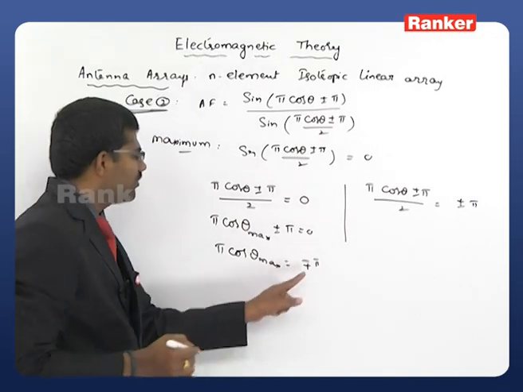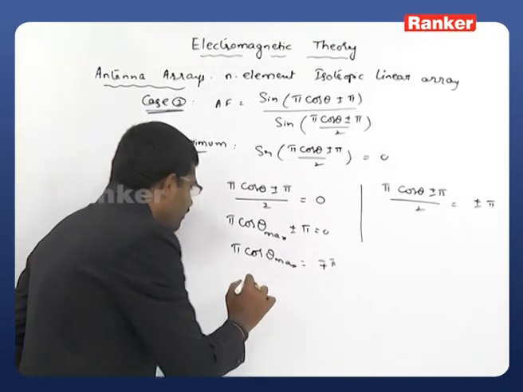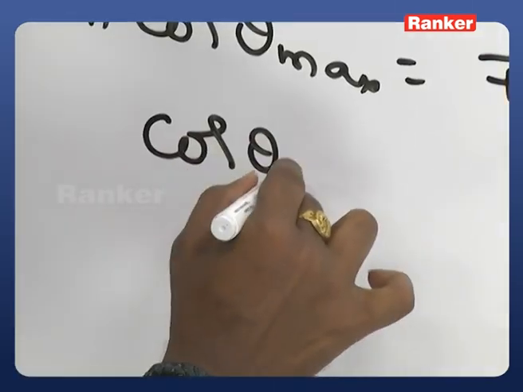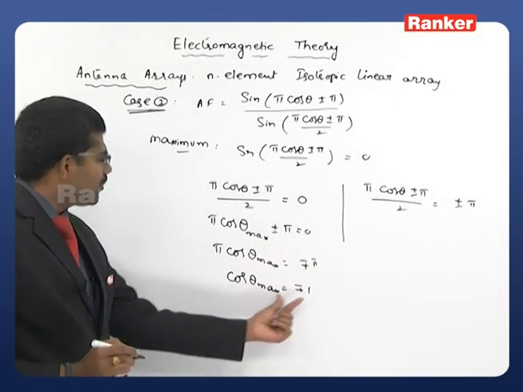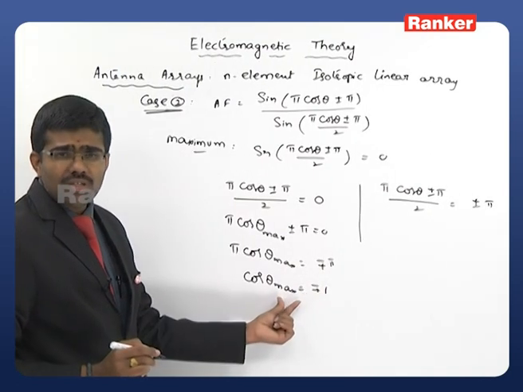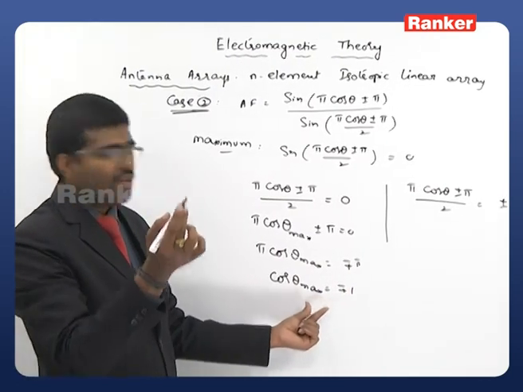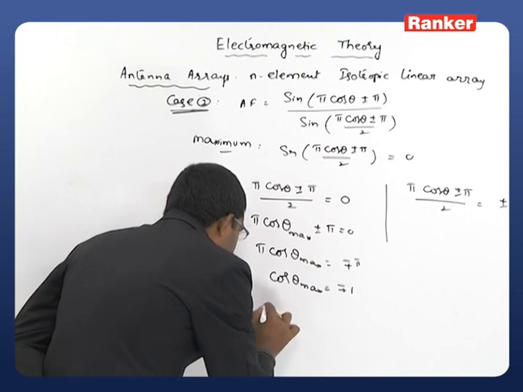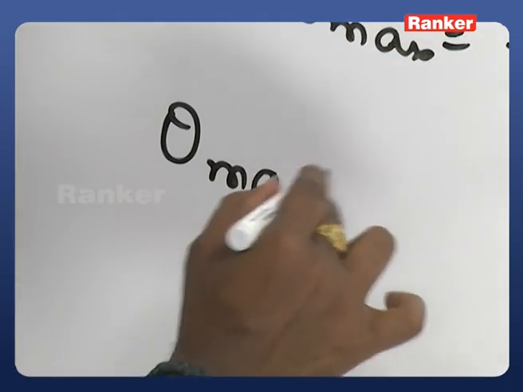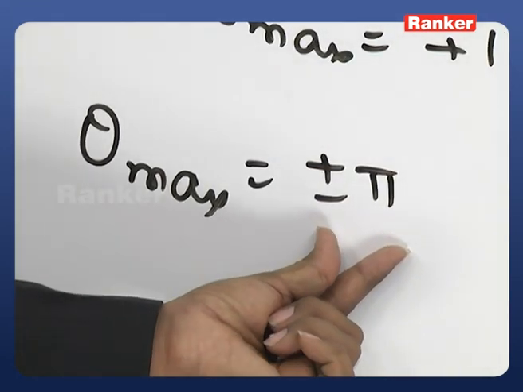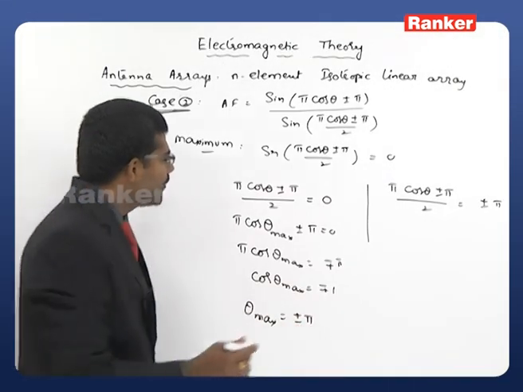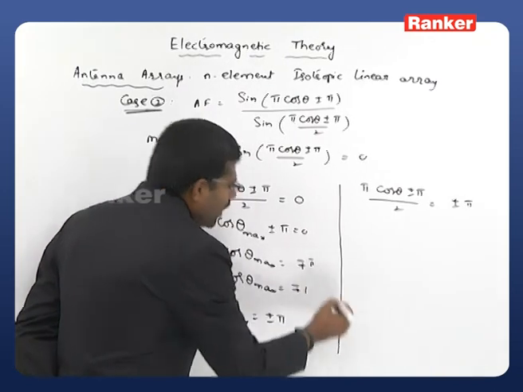Just go to this side, then it becomes minus r plus pi. Cos theta max is equal to minus r plus 1. So when you get minus r plus 1, if you substitute theta max equal to 0 or pi, you will get minus r plus 1. Therefore theta max is equal to plus or minus pi, or you can write this as 0 or pi, no problem, whatever you write will be correct. And go to the second case.